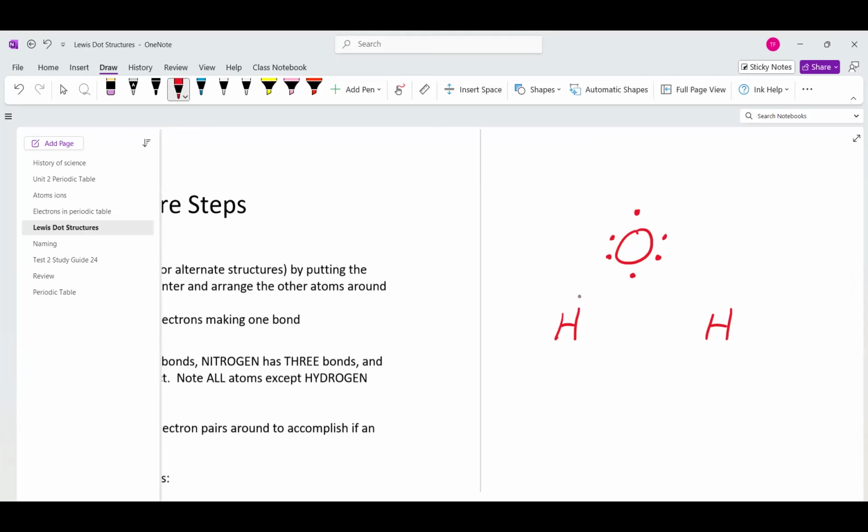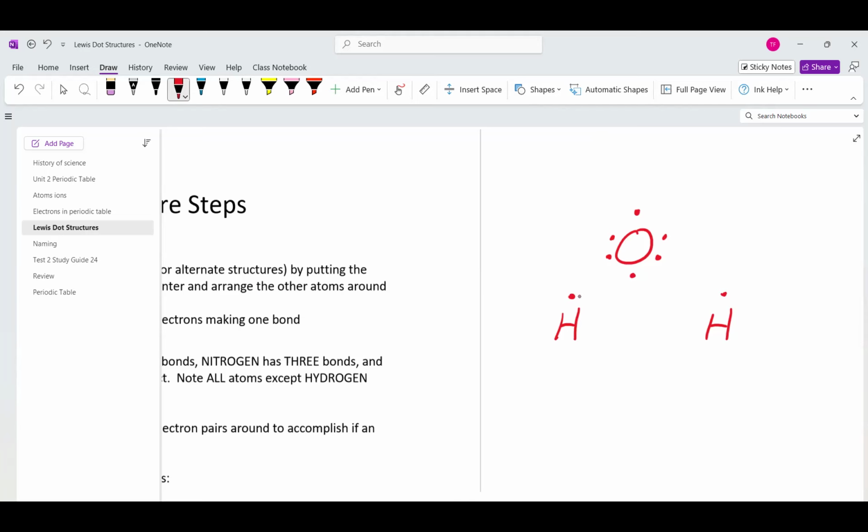So step number 1 says, put the atom with the most singletons in the middle. That's going to be kind of your base, because it gives the most combinations. Hydrogen has one singleton, so it's the least complex. Same with halogens. They only have one singleton. They have 3 pairs and one singleton. Okay, that's step number 1.